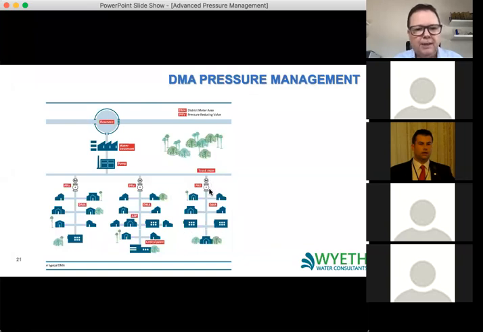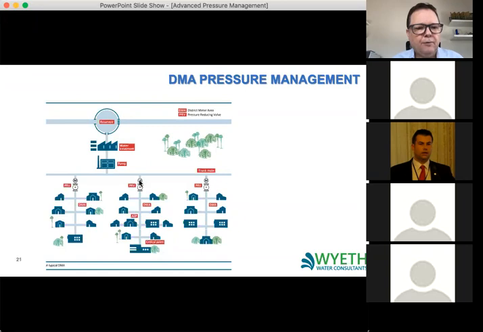But you'll also see that after the meter, we've installed a PRV in each zone. And by that way, we can actually control the pressure going into each zone. Why do we do this for each zone? Well, maybe because there's different types of users in a zone. For example, this zone might be mainly residential. So we want to have a different pressure profile than, say, this one that might be industrial or commercial.